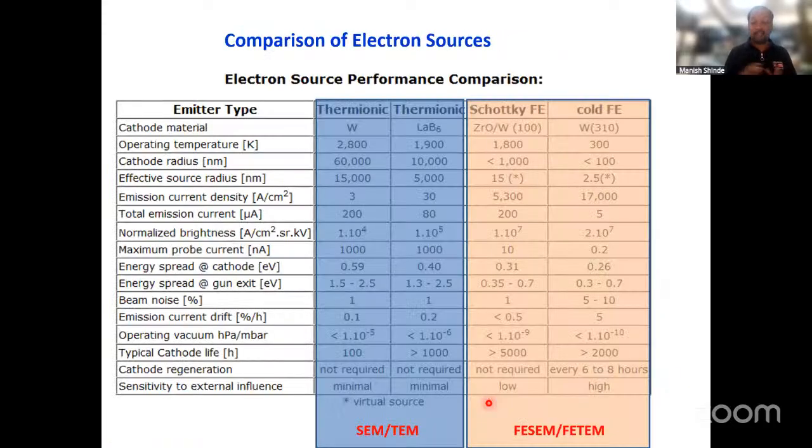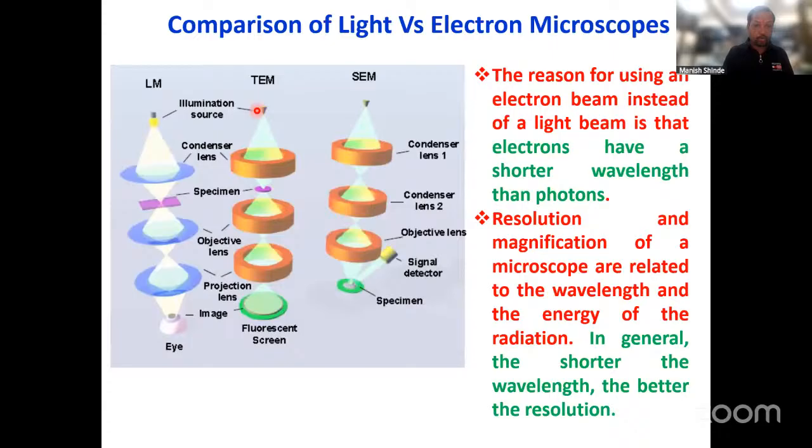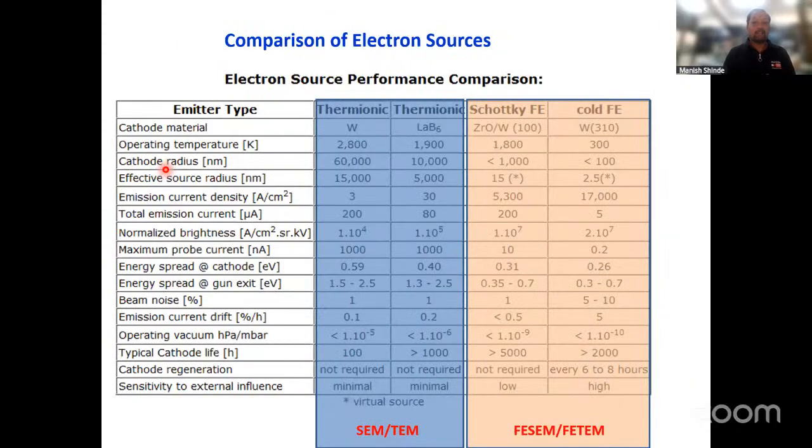The second important factor in any electron microscope is the electron source, which generates the electron beam, like the light microscope generates the light beam. When you consider any electron microscope, there are two types of electron sources: thermionic emission based electron sources, and field emission based electron sources. Based on that, the electron microscopes are called SEM or TEM for thermionic emission based sources, and FESEM or FETEM for field emission based electron sources.